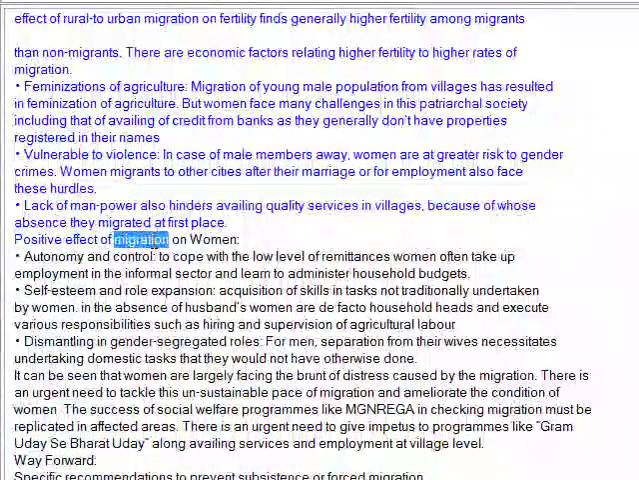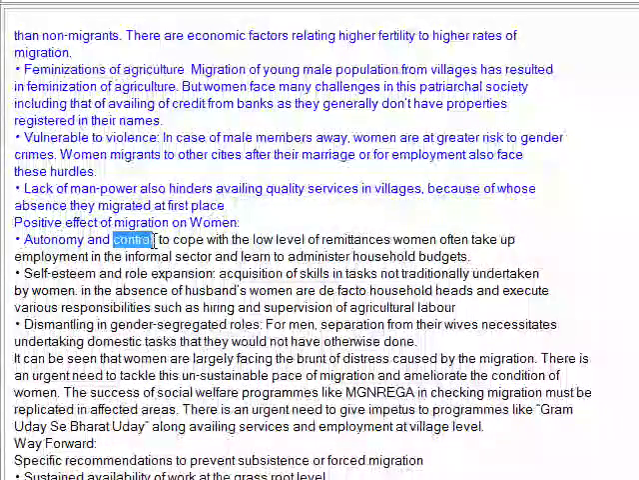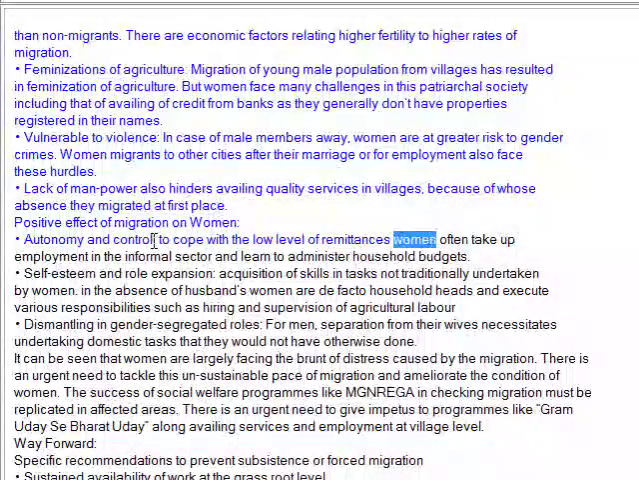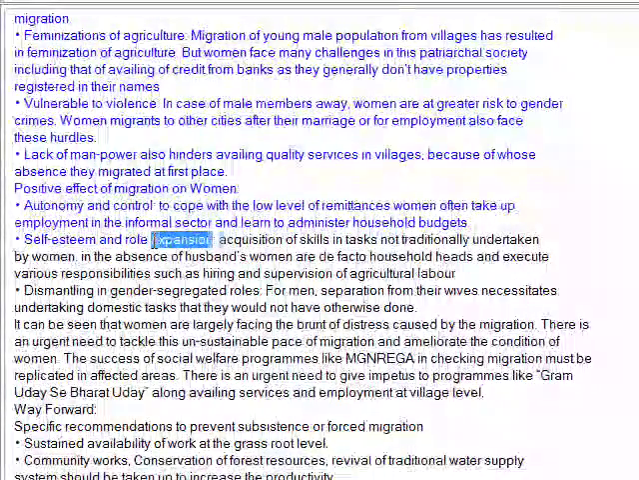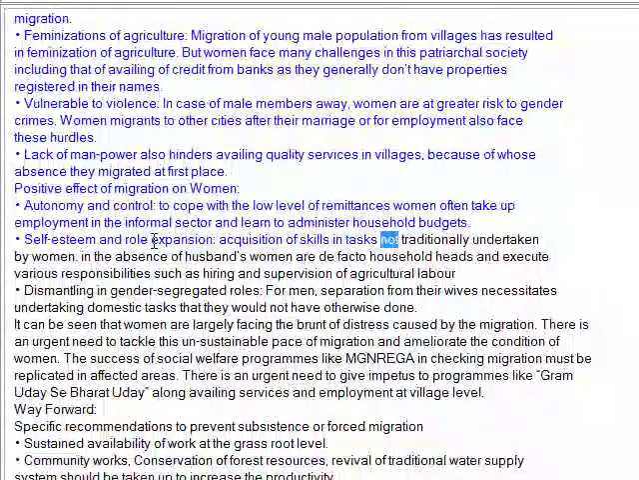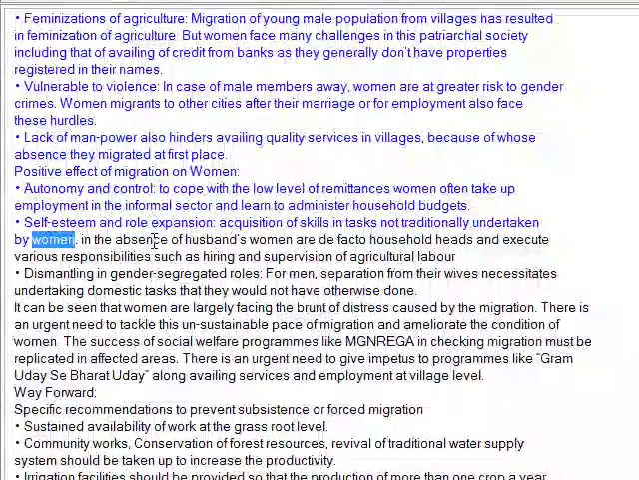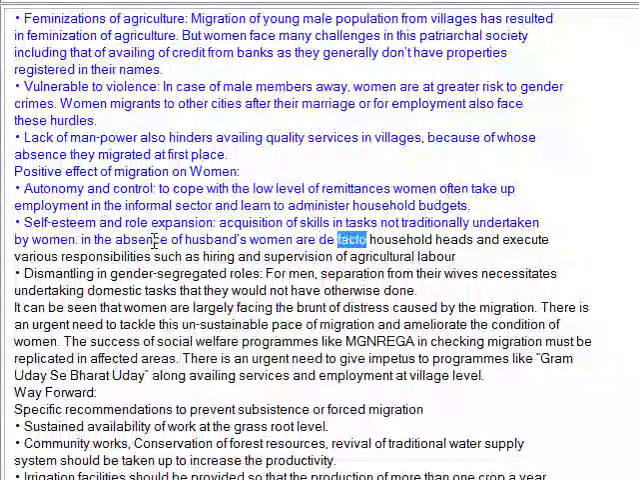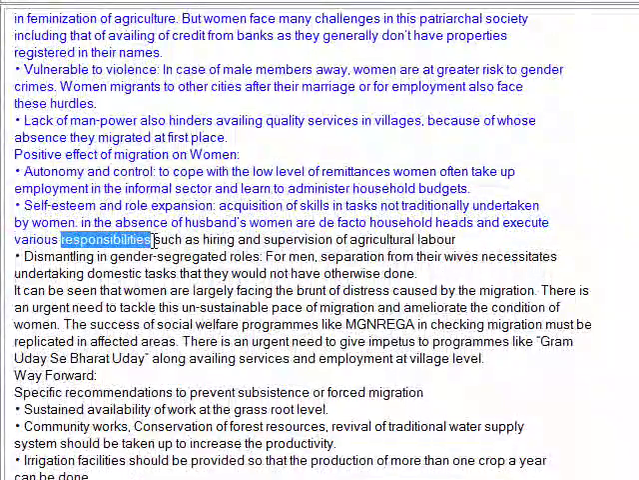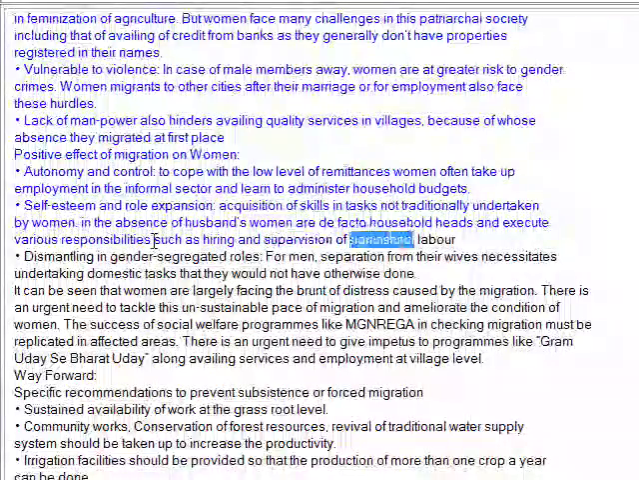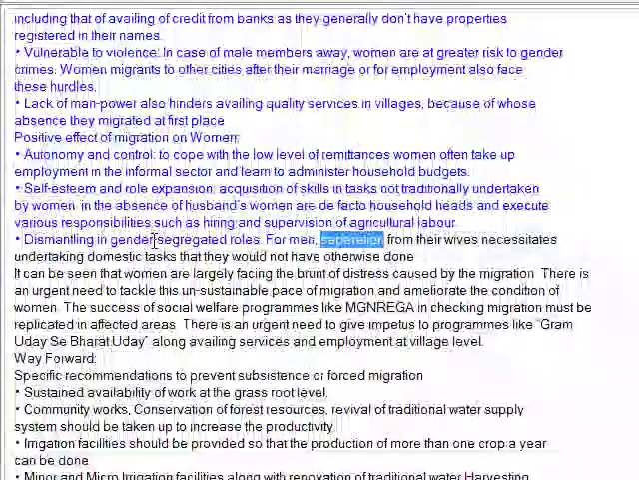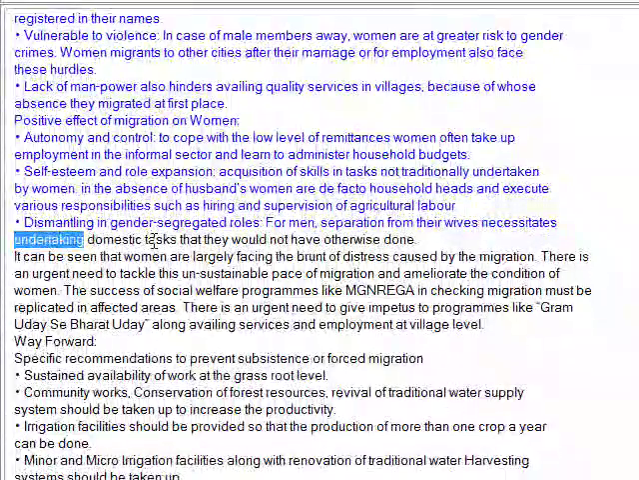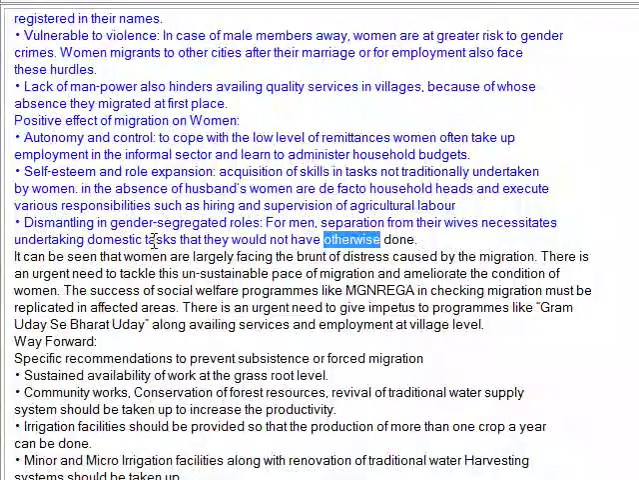Positive effect of migration on women. Autonomy and control. To cope with the low level of remittances, women often take up employment in the informal sector and learn to administer household budgets. Self-esteem and role expansion. Acquisition of skills in tasks not traditionally undertaken by women. In the absence of husbands, women are de facto household heads and execute various responsibilities such as hiring and supervision of agricultural labor, dismantling gender-segregated roles. For men, separation from their wives necessitates undertaking domestic tasks that they would not have otherwise done.